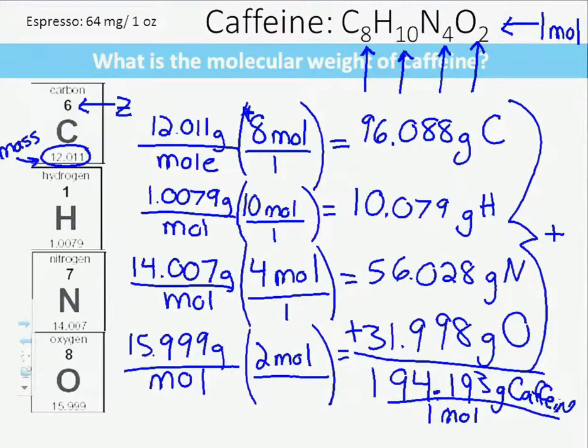It weighs 194.93 grams. If I were to ask you, how much does 1 mole of carbon weigh? You come back to the periodic table, it weighs 12.011 grams. So molecular weight is the way of comparing the mass of substances based on using the mole as our thing to compare to.